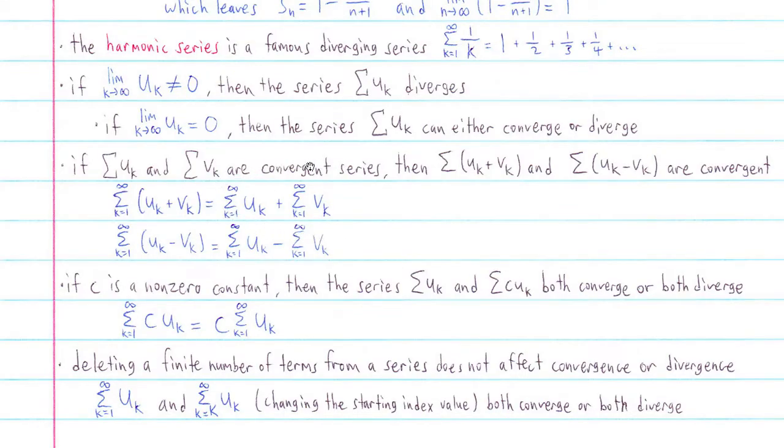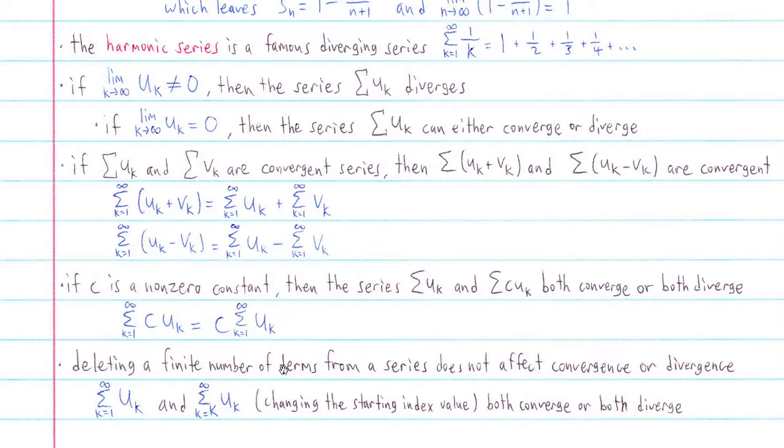So when dealing with convergent series, there are a couple of properties that you can use to combine or split them apart. So if we have two convergent series, then if we add them together or subtract one from the other, then the new series will still be convergent. Also, if we have a constant multiplied by the general term of a series, we can bring the constant out without affecting whether or not the series diverges or converges.